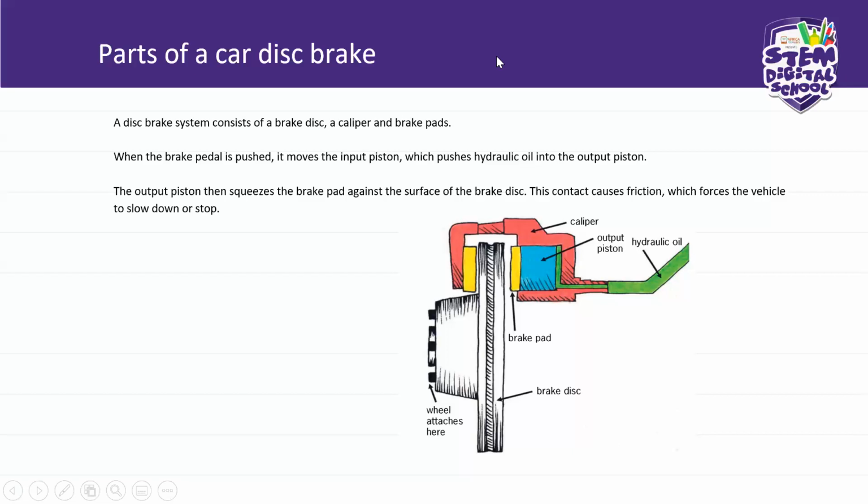Okay, please tell me, what would happen if there was a leak somewhere of the hydraulic oil? Who can tell me?